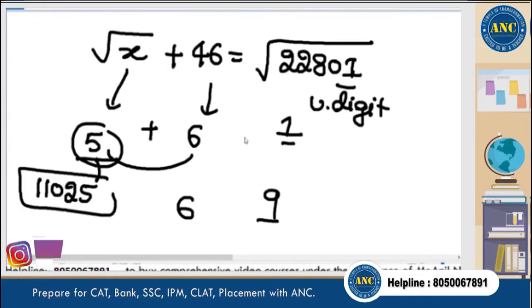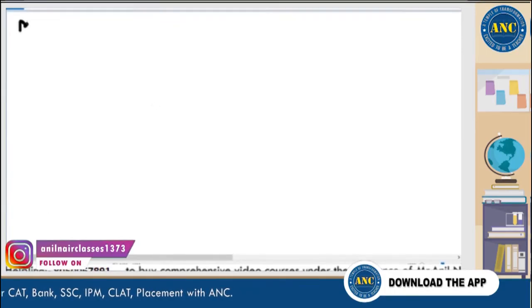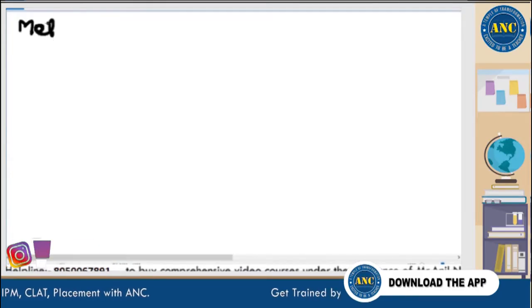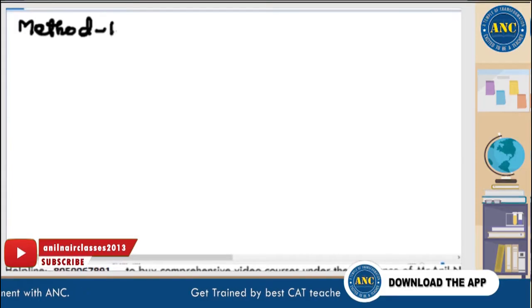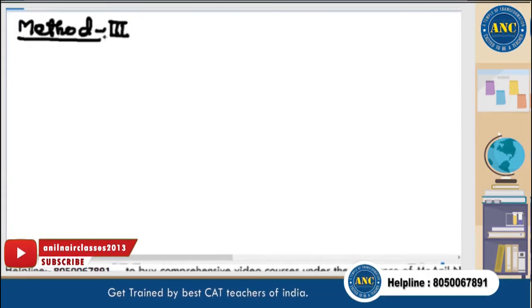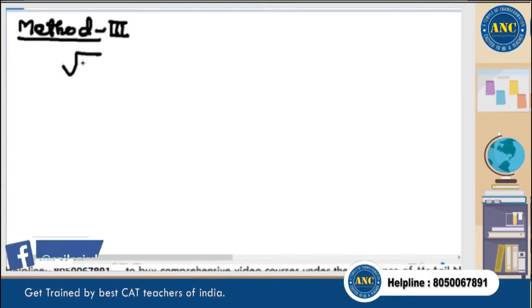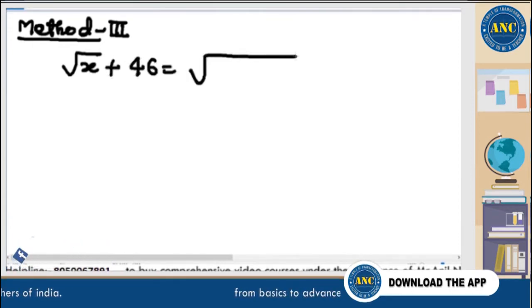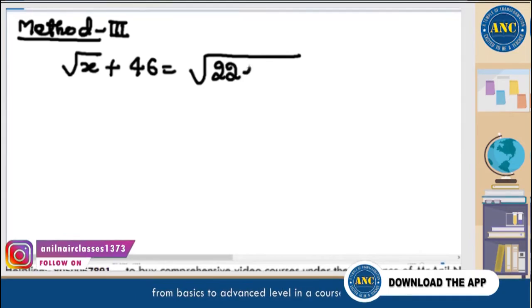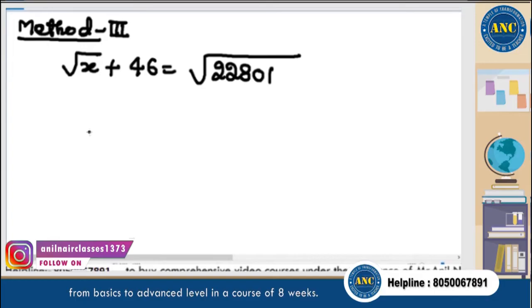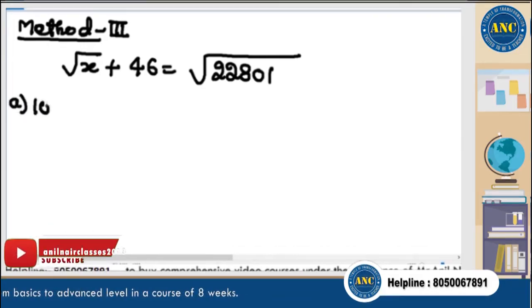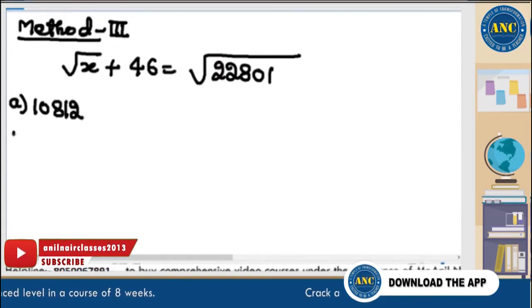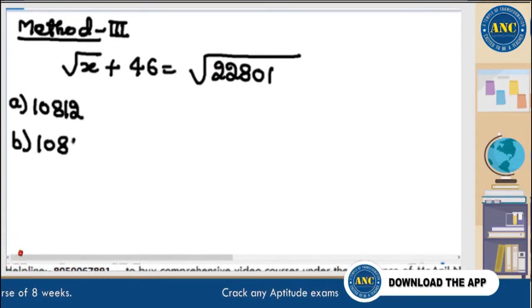Model 3, please write down. Method 3. Not only this problem, any question on square root that you find in future, you should use this approach. Root x plus 46 is root of 22801. Options are 10812, second option 10816.